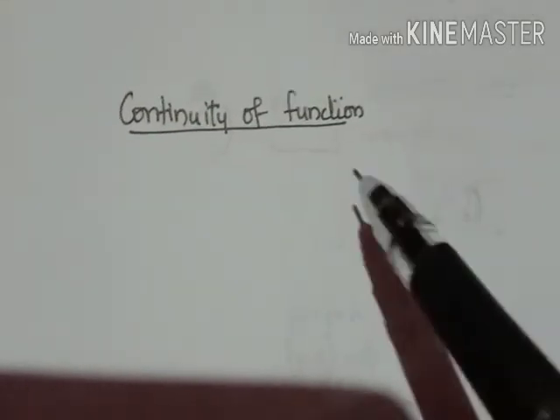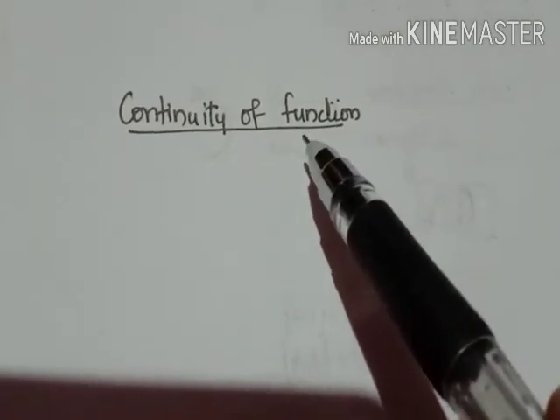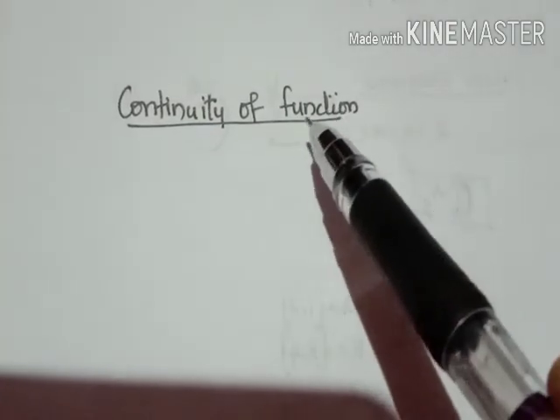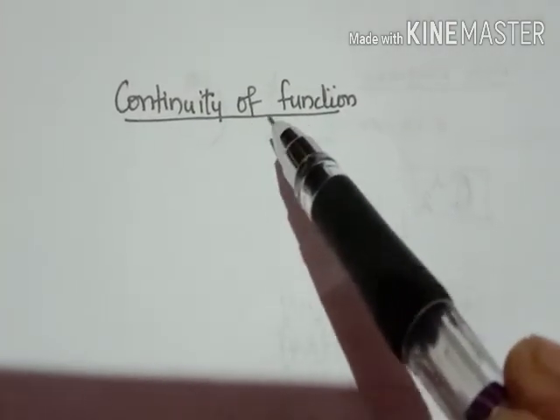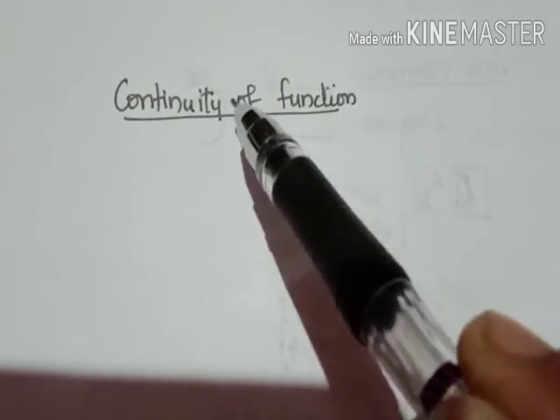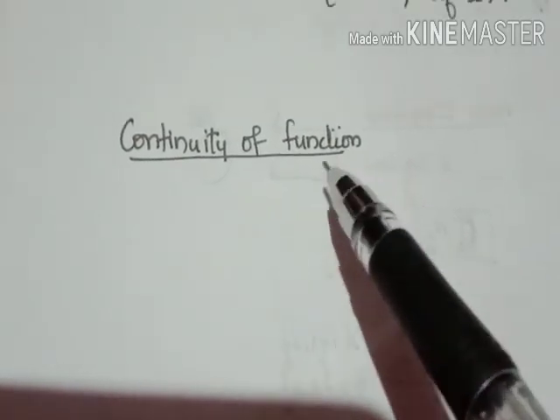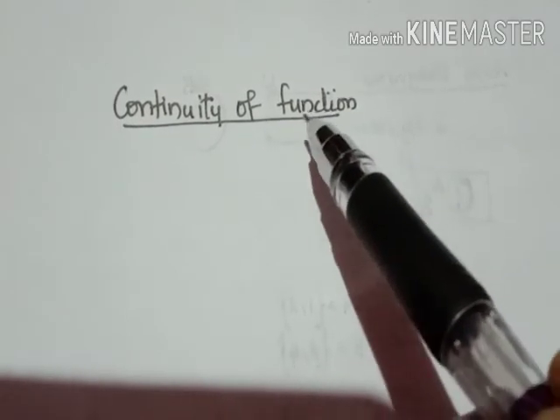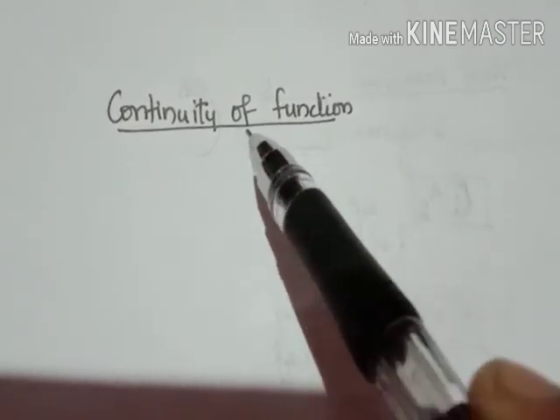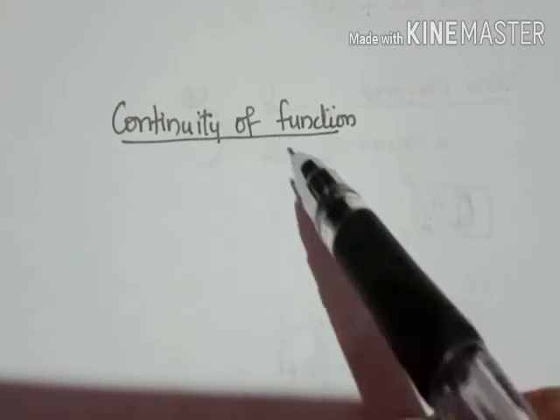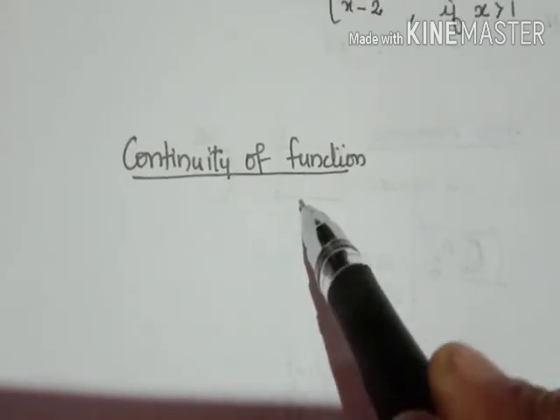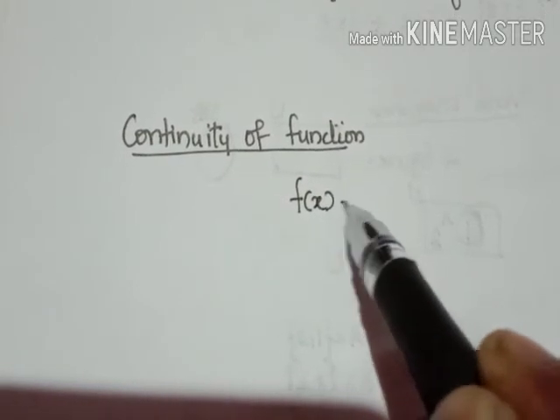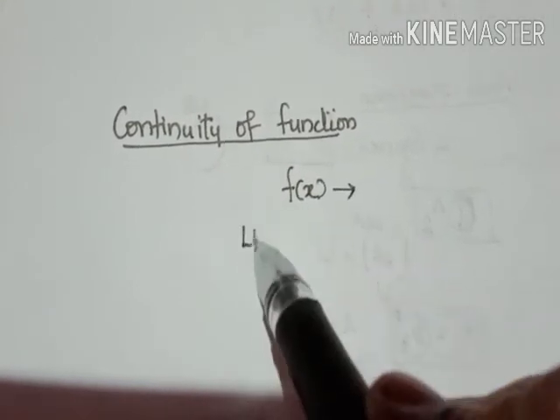Hello students. In the last session we explained continuity of a function, that means how to say whether the function is continuous or not at a point. So in this session we are discussing some more examples to check whether the given function f of x is continuous or discontinuous.